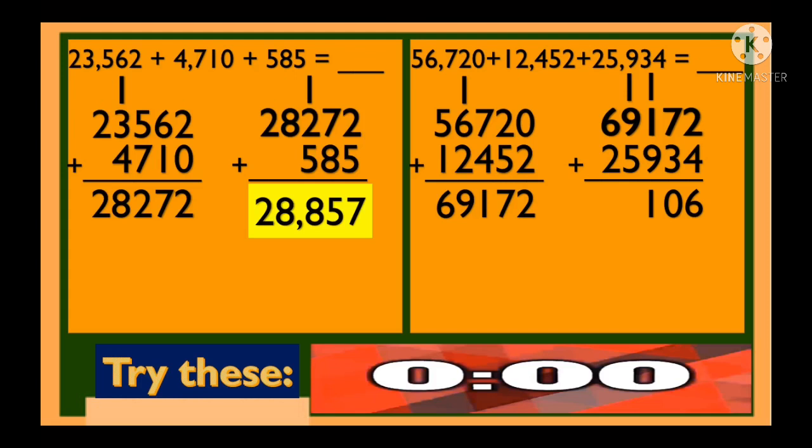10 plus 5. 15. So I will put 5 here and put 1 up there. And then lastly, 1 plus 6. That's 7 plus 2. 7 plus 2 is 9. Very good. So we have the final answer, which is 95,106. Good job. Did you get it correctly?